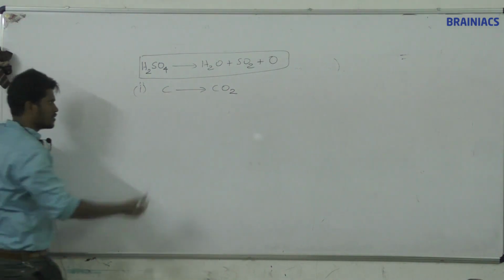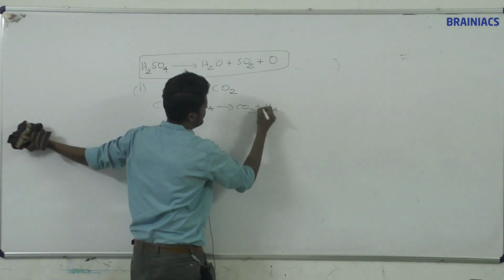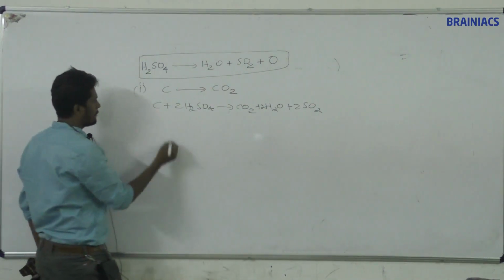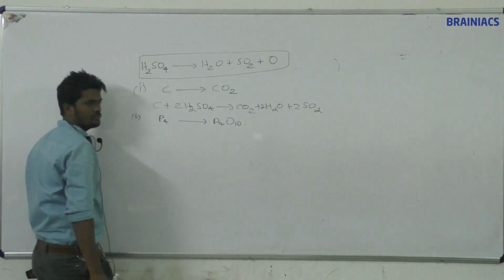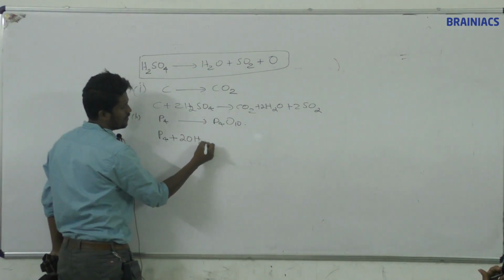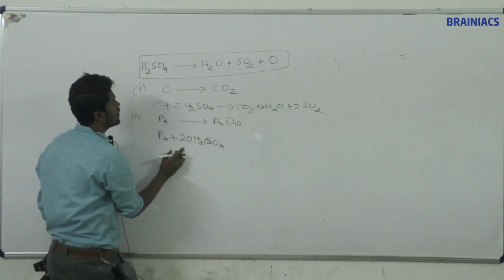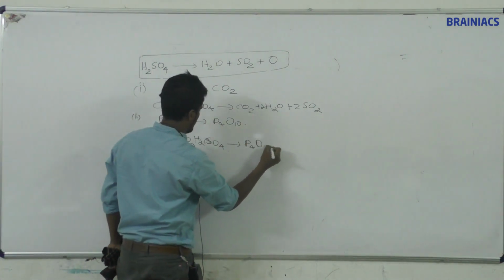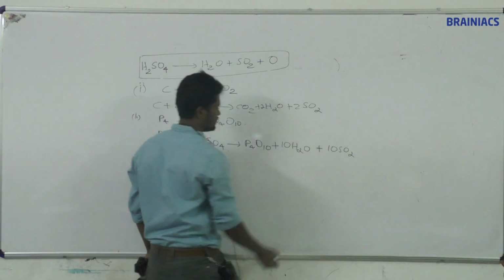So C into CO2. That is C plus 2H2SO4 gives CO2 plus 2H2O plus 2SO2. Similarly, it can oxidize P4 into what? P4O10. So P4 plus 10 H2SO4 gives P4O10 plus 10 H2O plus 10 SO2.